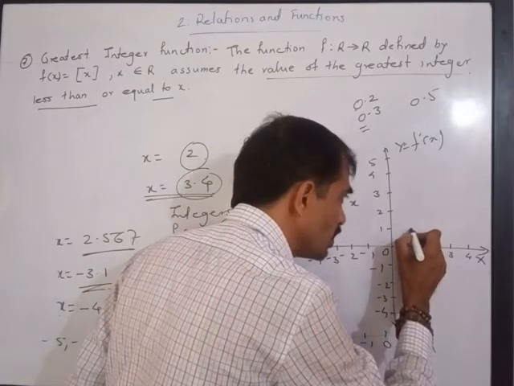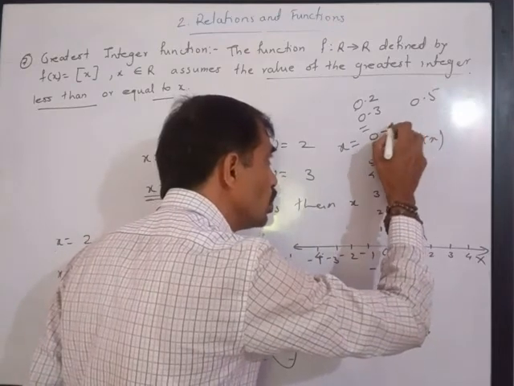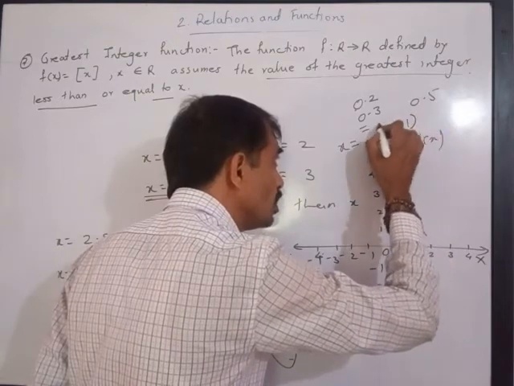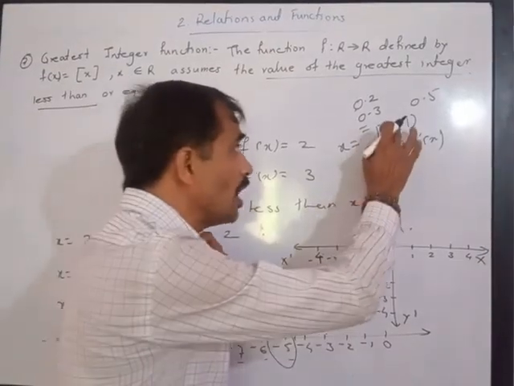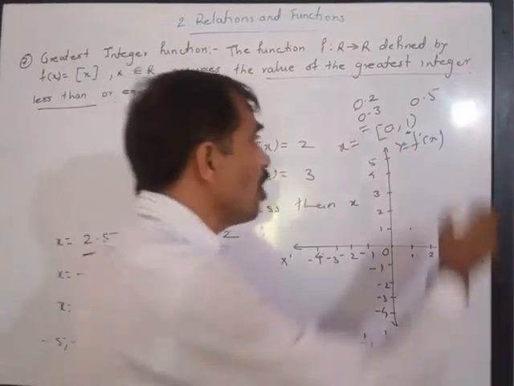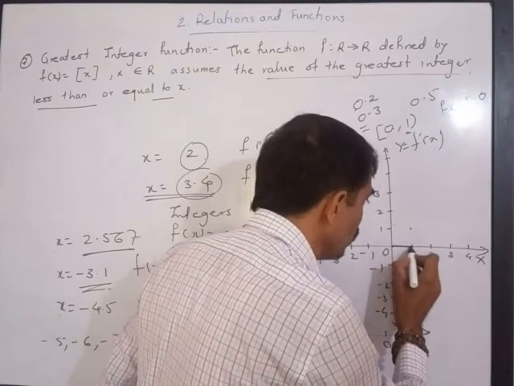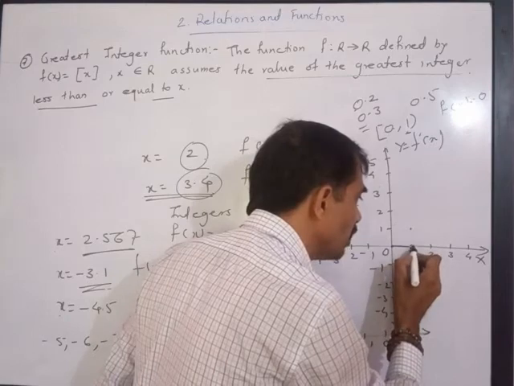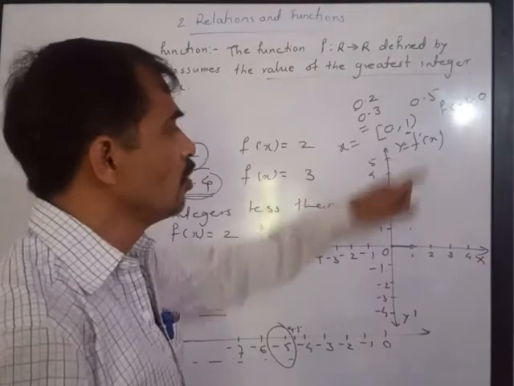Please try to understand this. Whenever x is having the values from 0 to 1, please note, here 0 is included, 1 is not included. Whenever x has the values from 0 to 1 but 1 not included, then f of x is equal to 0 only. So from here to here it will have 0 values, but please understand, here there is a bubble, here there is a circle. It means for 1 it will not have 1 value.